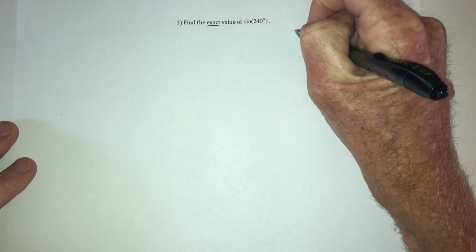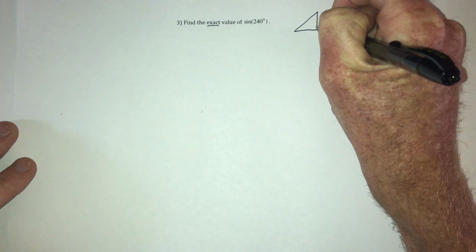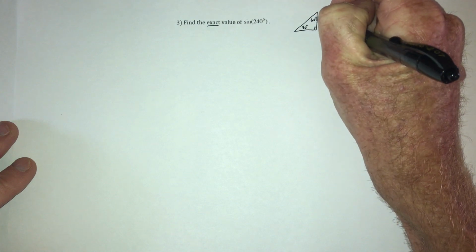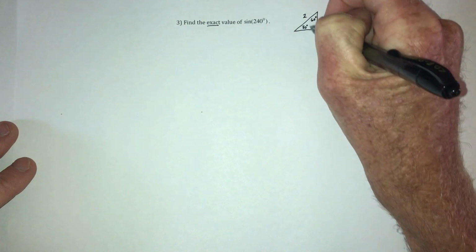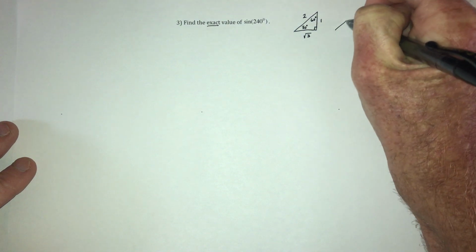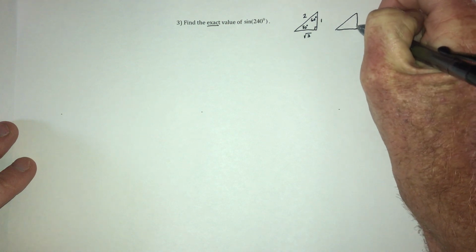And when it's exact, that means most likely you're going to either use the 30, 60, 90 triangle, where this is 2, this is 1, and this is the square root of 3. Or the other possibility is you use the 45, 45, 90 triangle.